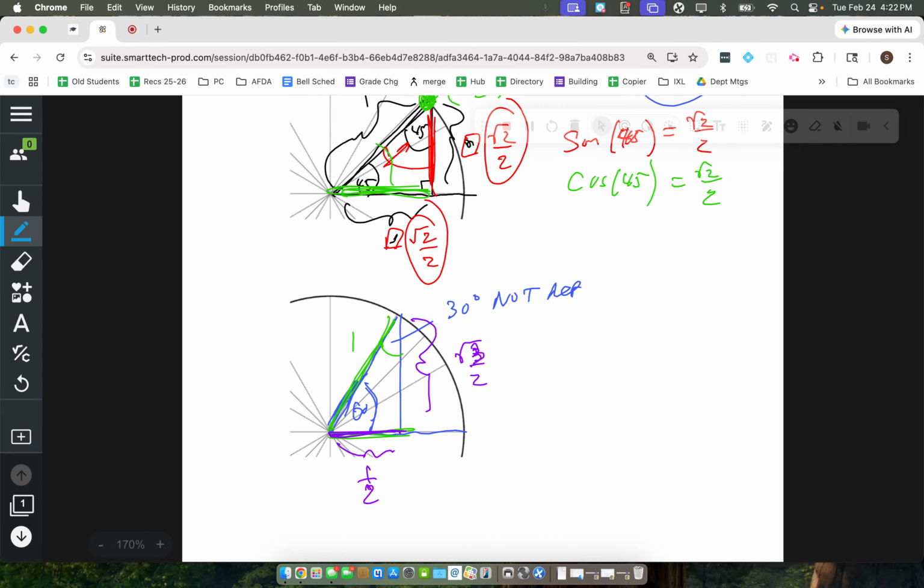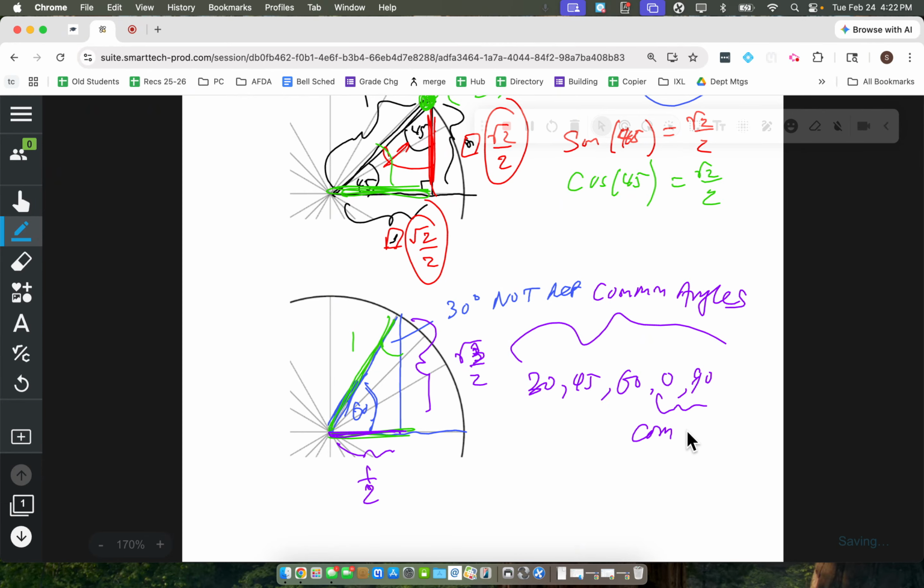When you do the Delta Math, I think it says to memorize these values. But you at least need to know where they come from. Yes, you do have to memorize them, but know where they come from. These 30, 45, 60, and by the way, 0, 90, are all common angles. These have a special word. I think they're called compass angles, because they're kind of like the 90, 180, 270, like a compass.